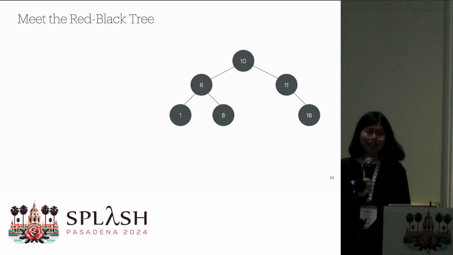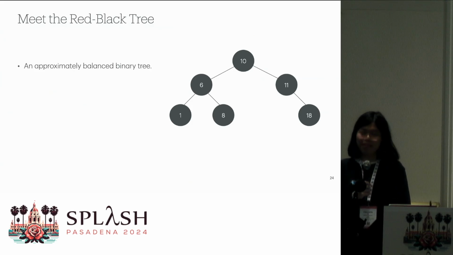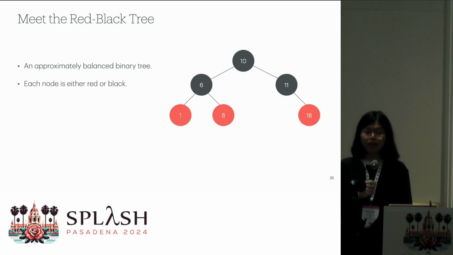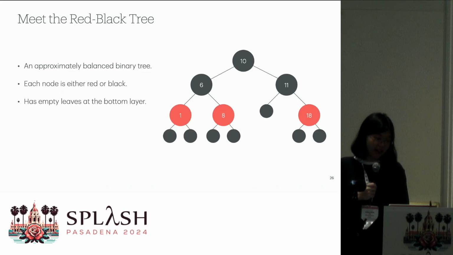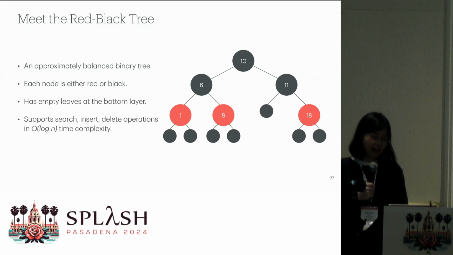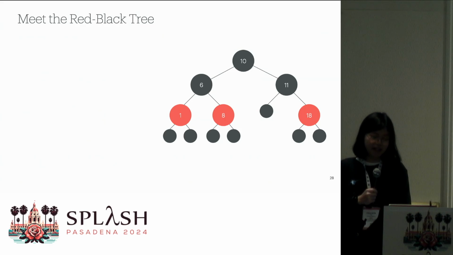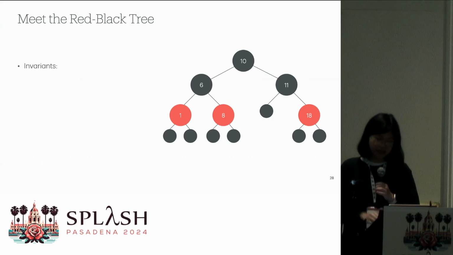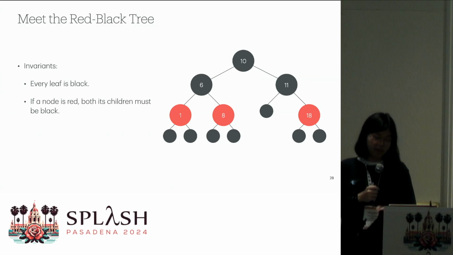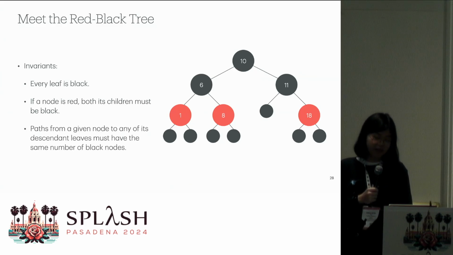Meet the red-black tree. It is an approximately balanced binary tree where each node is either red or black. It has empty leaves at the bottom layer, and it supports search, insert, and delete operations in log n time complexity. So to maintain this complexity, the red-black tree needs to maintain certain invariants. One, every leaf is black. Two, if a node is red, both its children must be black. And three, paths from a given node to any of its descendant leaves must have the same number of black nodes. Okay, if that went over your head a little bit, that's okay.